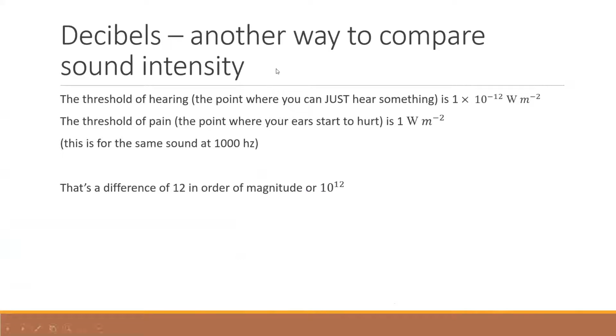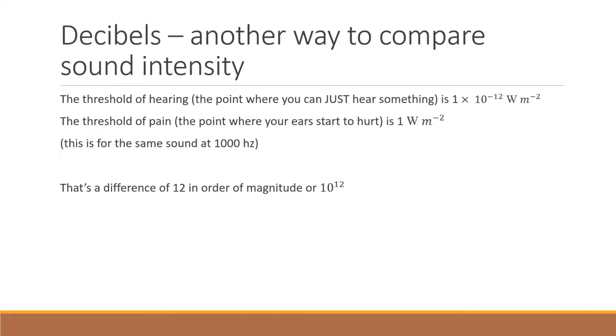So yeah, here we go. Decibels are another way to compare sound intensity. I actually don't have a picture here, which I'm kind of sad about. So why do we use decibels? What the heck are they? We're going to have to show you a formula in a second, but we're going to start with this here. The threshold of hearing, the point where you can just hear something, is 1 times 10 to the negative 12 watts per meter squared.